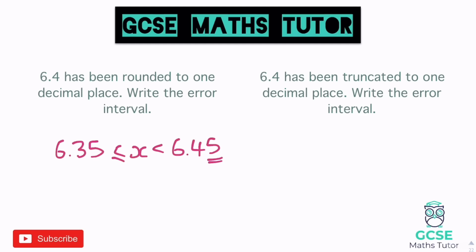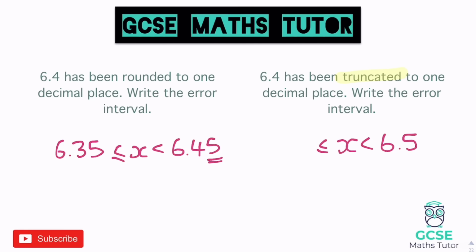On to the next one. This one's slightly different in the wording. So this one says it's been truncated to 1 decimal place, and truncated basically just means it's been chopped off after this first decimal, regardless of how it rounded. So if we have a look at writing this as an error interval, again we write these in the same way. The impossible number that it couldn't have been is 6.5. So my top one here is 6.5.